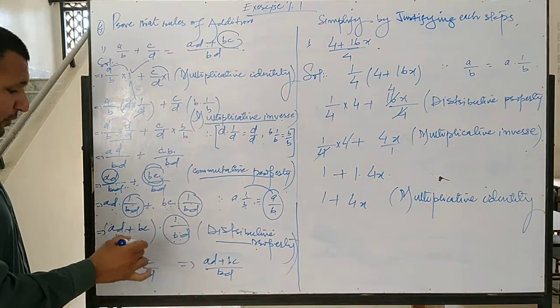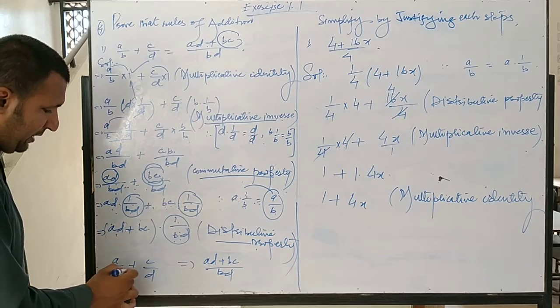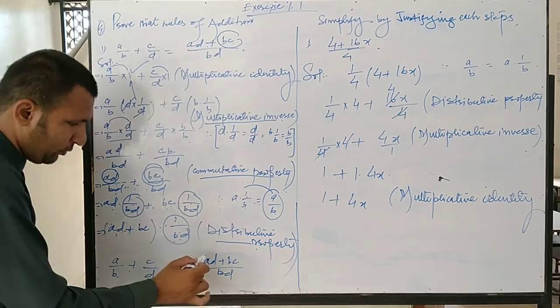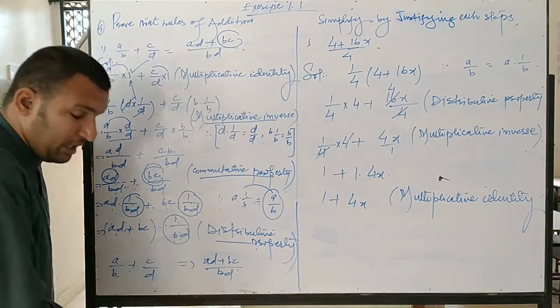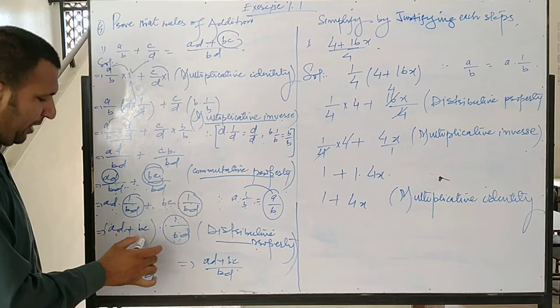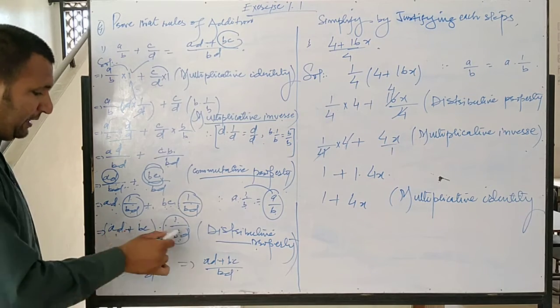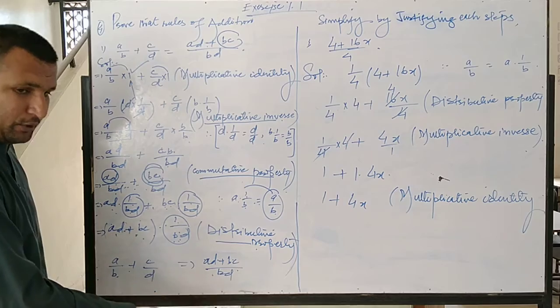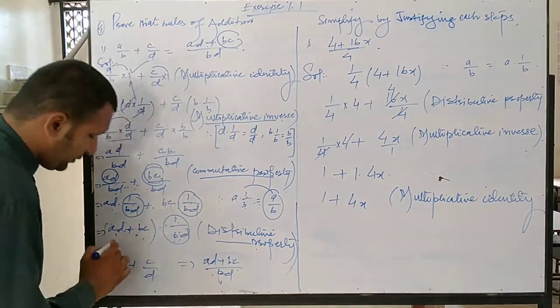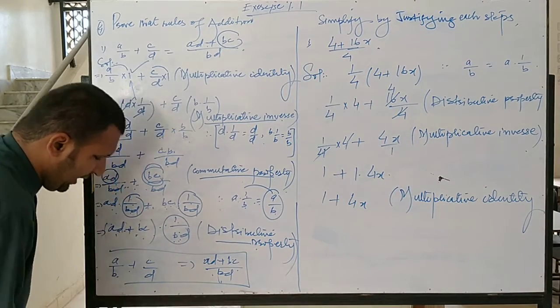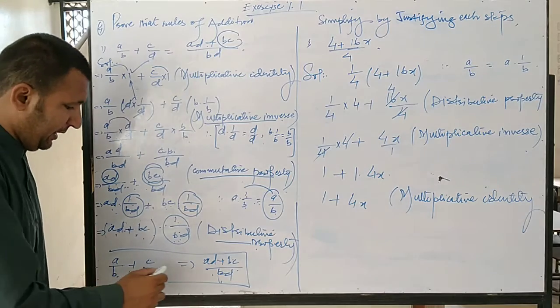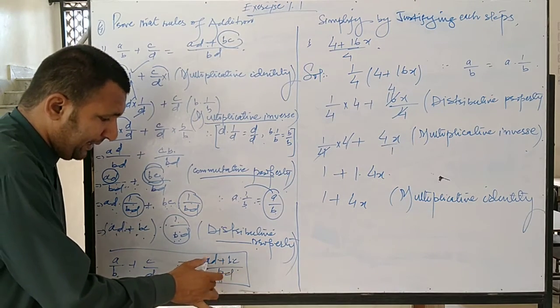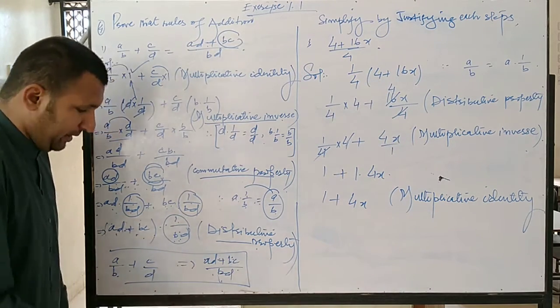Again we have proved that a upon b plus c upon d converts into ad plus bc upon bd. Means this is the distributive property. Then we multiply with the condition of the denominator. Hence proved that a upon b plus c upon d is equal to ad plus bc upon bd.